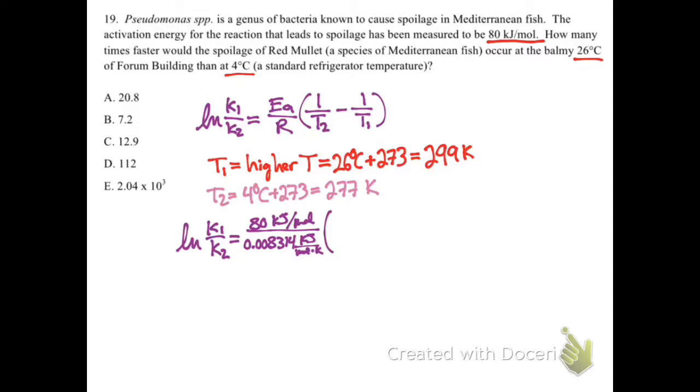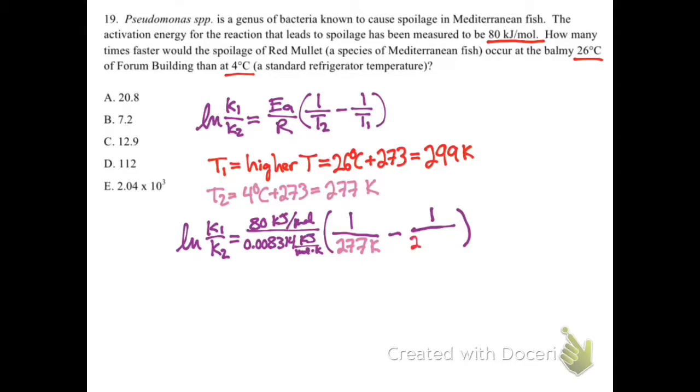Okay, and then the two numbers that we're going to be plugging in. So we have 1 divided by T2, which is our lower temperature. So it's 277 K. Minus 1 divided by our higher temperature, which is that 299 K.